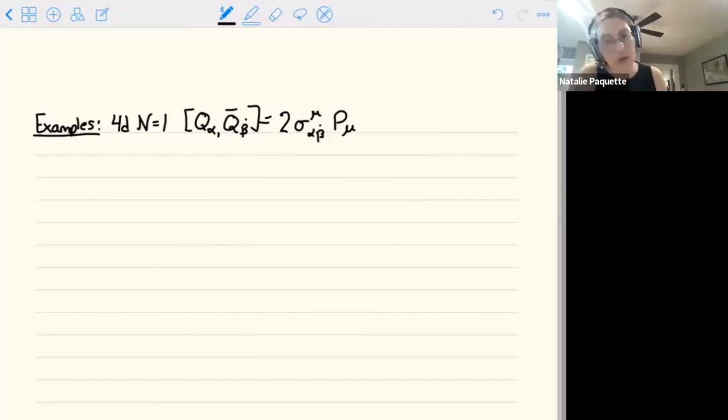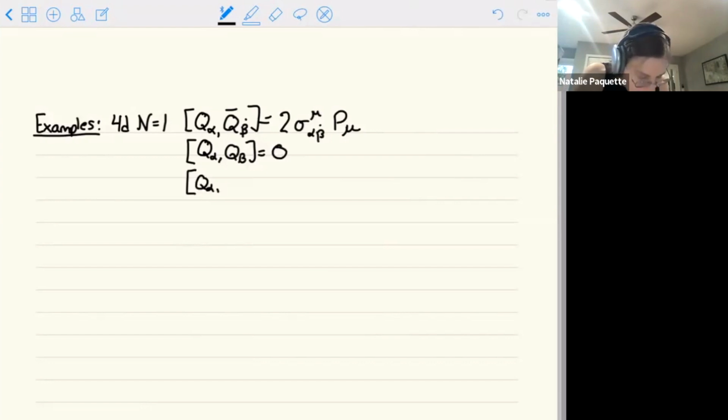In my graded commutator notation. So for example, kind of the most basic supersymmetry algebra, and if you've studied SUSY, you've seen this before, is what's called the 4D N=1 supersymmetry algebra. It's kind of the minimal amount of supersymmetry you can have in 4D.